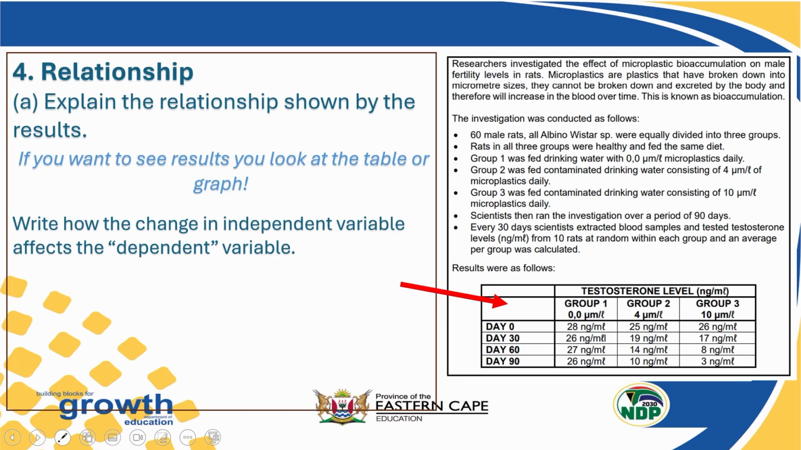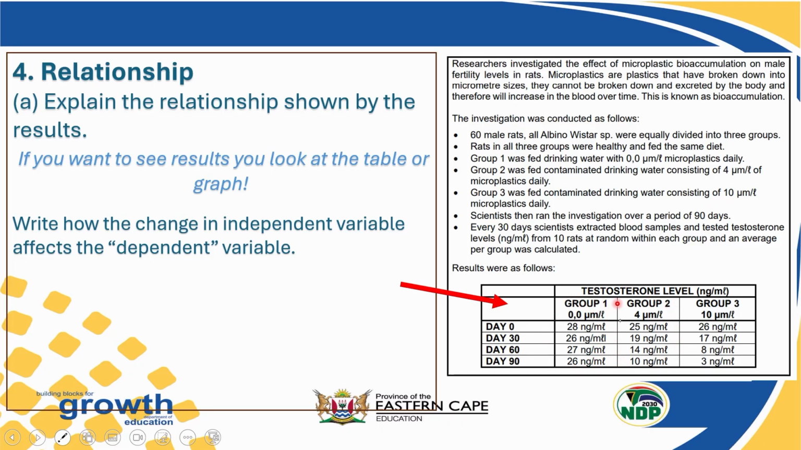So if we look at the trial paper for 2024, we see that this table is showing us that there were 3 groups. Group 1 had no microplastics in their water. Group 2 had 4 micrometers of plastic per liter, and group 3 had 10 micrometers of plastic per liter. So we see that there's an increase in microplastics in the water. We also see that the amount of testosterone that is measured in the first group stayed relatively constant.